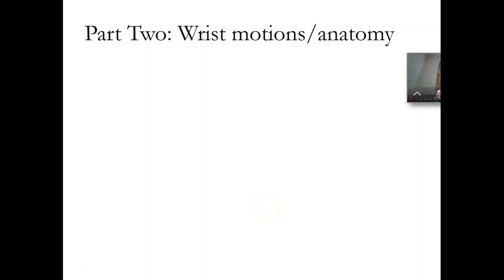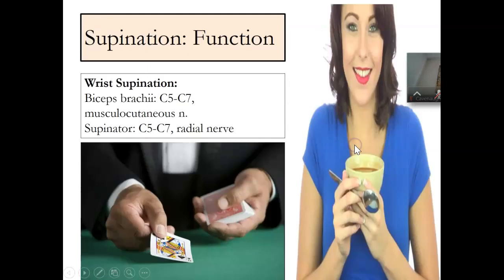Okay, part 2 is the wrist motions in the anatomy. Supination. We just talked about supination. Think about just kind of rolling your wrist, flipping it over. So you have your hand on the table, back side up. You just flip it over so the palm side is up. That's supination.